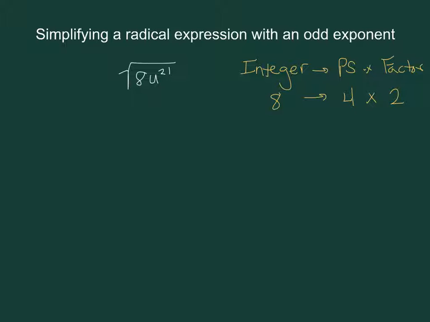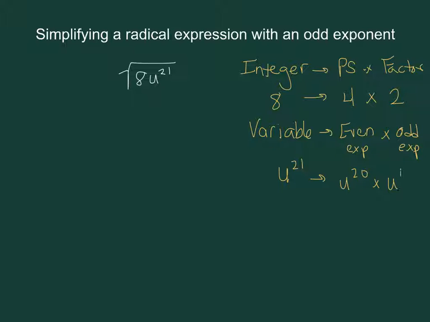Additionally, I need to take the variable and split it into something that has an even exponent multiplied by the same variable that has an odd exponent. Okay, so what I mean by that is this: u to the 21st power is actually u to the 20th times u to the 1st.